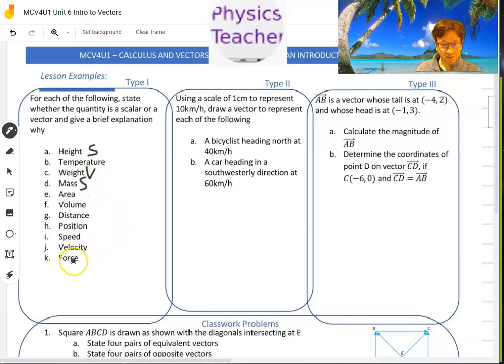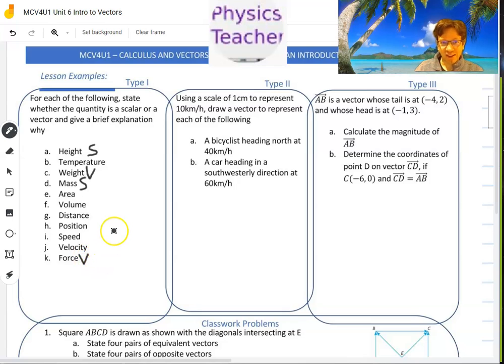Okay. Similar over here, force. If I were to push on something, let's say I pushed on a car that was, I don't know, stalled on the road, and so I pushed it down the road in a northern direction. That's a direction, so that's a vector quantity.